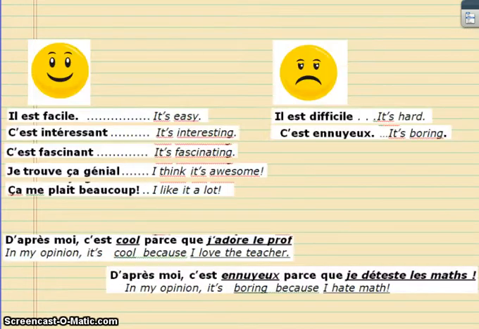As far as your opinions go, some positive feedback about a class, things like il est facile, it's easy, or c'est intéressant, it's interesting, or c'est fascinant, it's fascinating. Je trouve ça génial, I find it to be, or I think it's awesome or great. Just a quick note, you could put in anything besides génial here, and you could actually use this for either a positive or a negative phrase. So if you said something like, je trouve ça pénible, I find it tiresome or annoying from earlier in the year, or je trouve ça super, I think it's super.